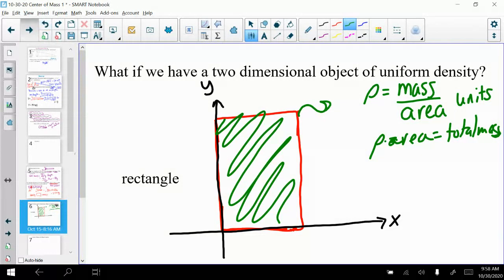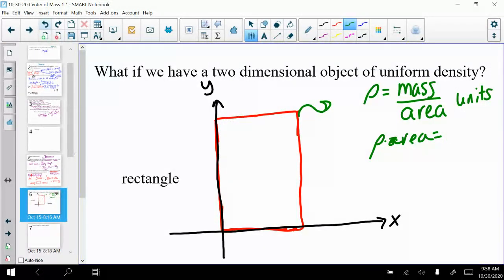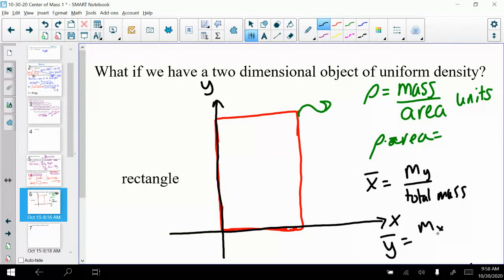And the reason why we care about the total mass is because what we were talking about yesterday was that our centroid is located at our moment about y over our total mass. So that's the x coordinate, and the y coordinate is our moment about x over the total mass.